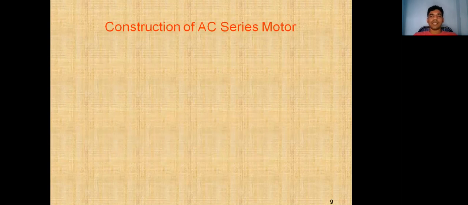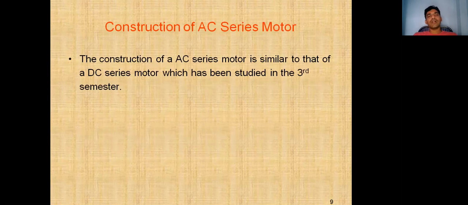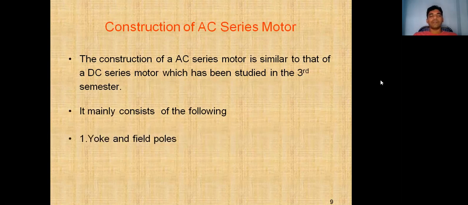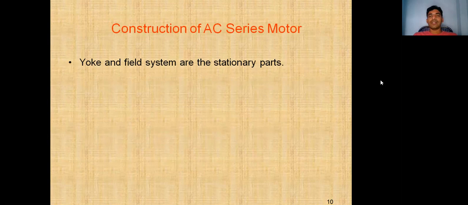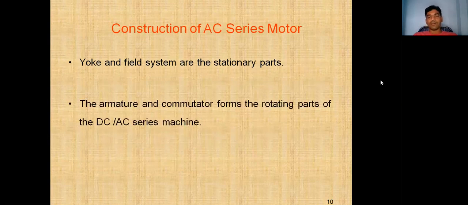Construction of AC series motor. The construction of an AC series motor is similar to that of a DC series motor, which we studied in the third semester in DC machines. It mainly consists of the yoke and field poles, armature and commutator. Yoke and field system are stationary parts. Armature and commutator form the rotating parts of the DC series machine.